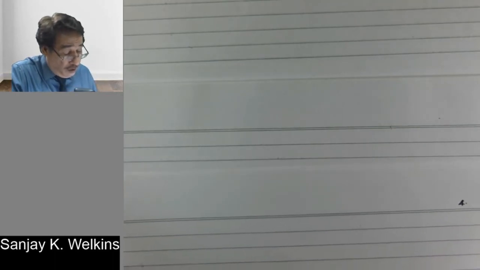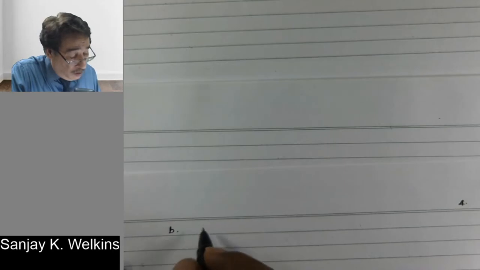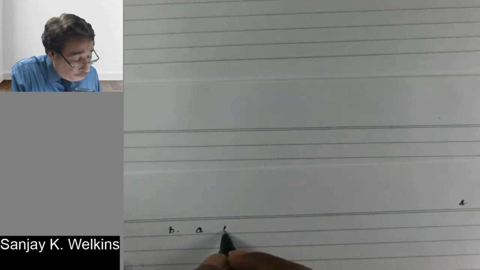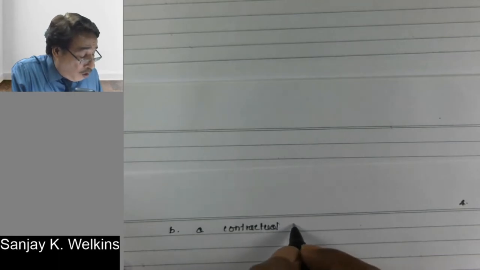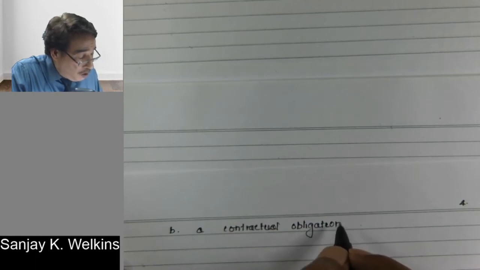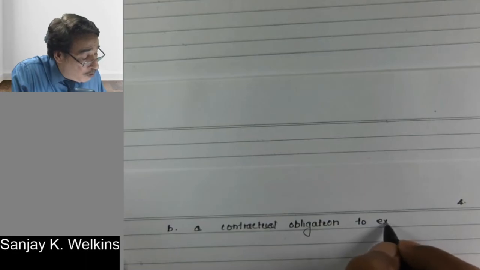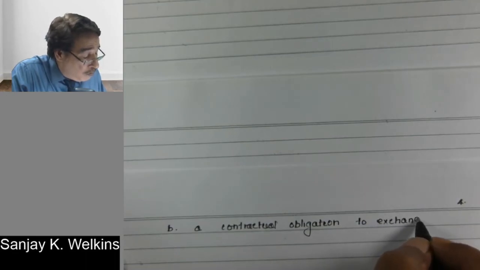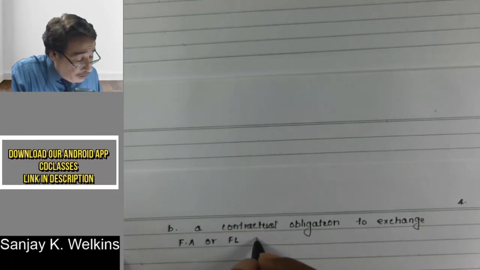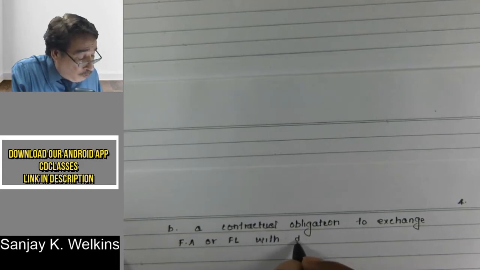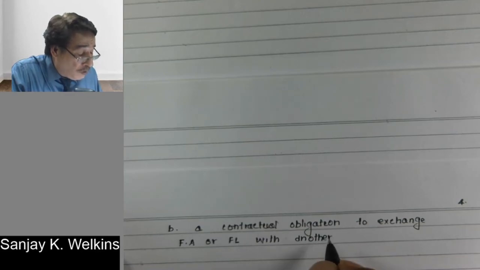Sheet number 4. Now, financial liability B. I write a contractual obligation to exchange financial asset or financial liability with another entity.